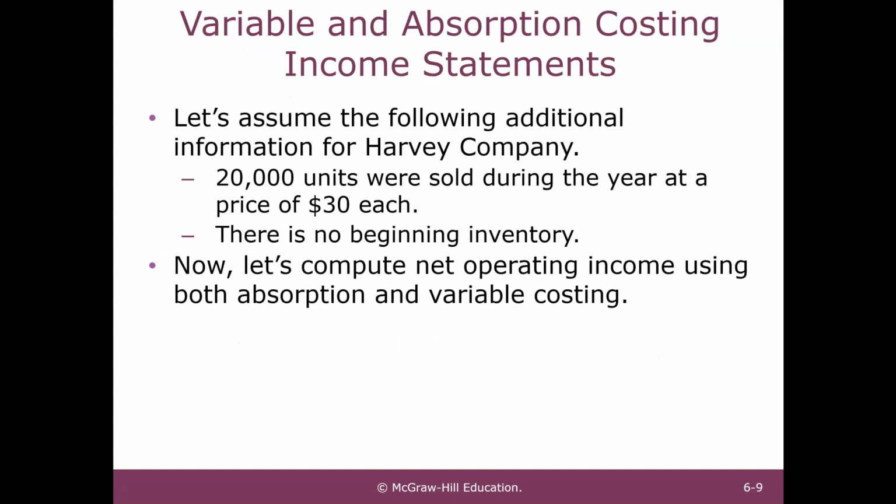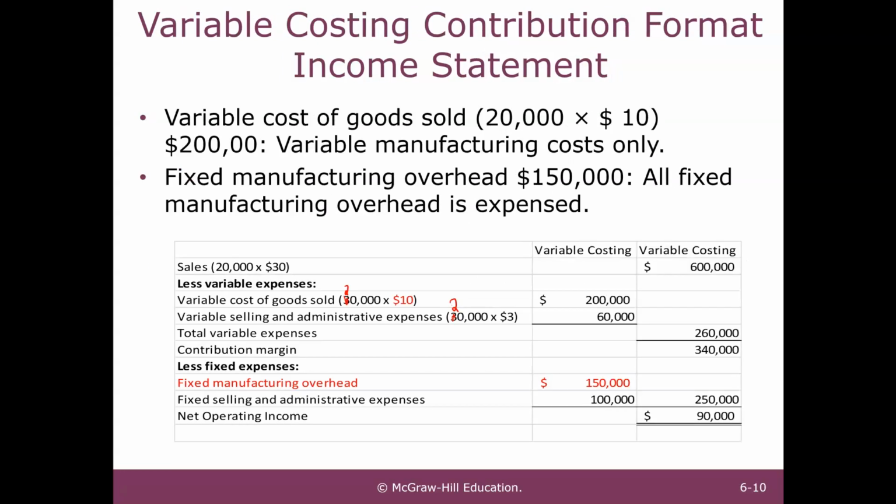Looking at an income statement for both variable and absorption, we're going to look at the fact that 20,000 units were sold. There was no beginning inventory. They produced 25,000 units and 20,000 units were sold. They sold each unit for $30. $30 times 20,000 is $600,000. The variable cost of goods sold is the 20,000 units they sold times that $10 unit product cost. That's $200,000.